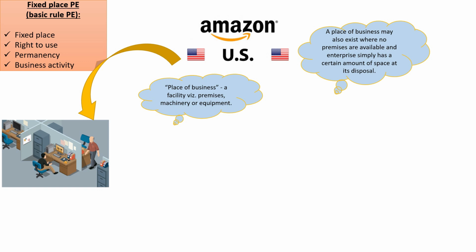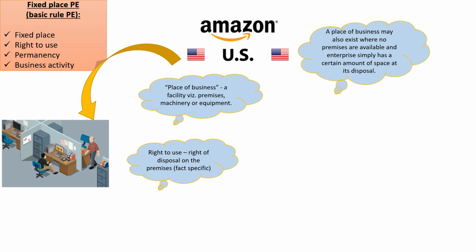Such place need not be a place owned or rented by the foreign enterprise. It is sufficient that a certain amount of place is available for the foreign enterprise to carry on its business. For example, a small cabin or any workstation in a client's premises is sufficient to satisfy this condition, provided the foreign enterprise has such place at its disposal.